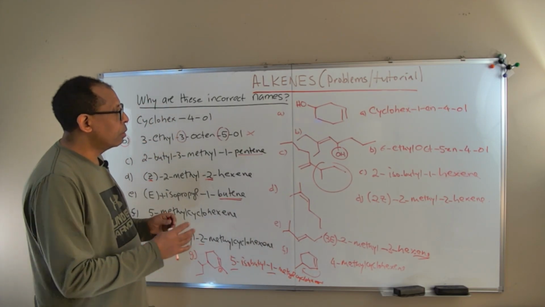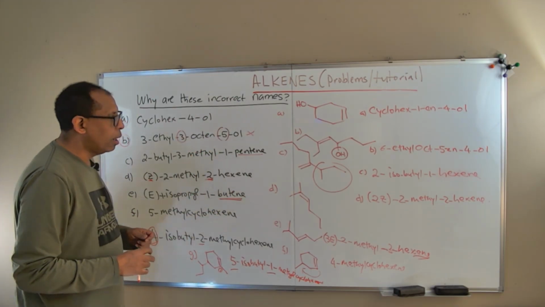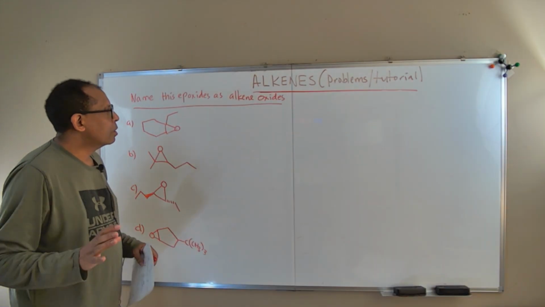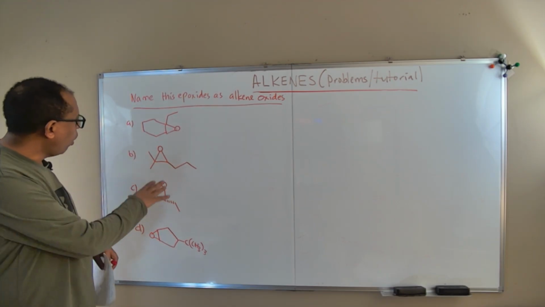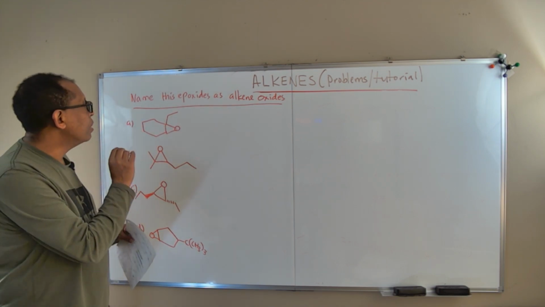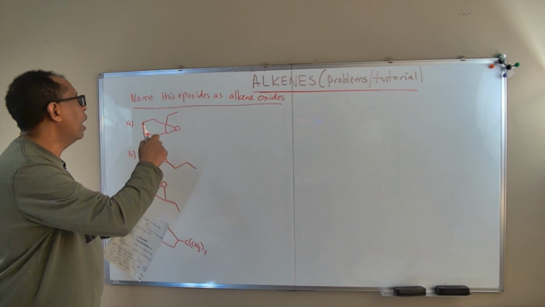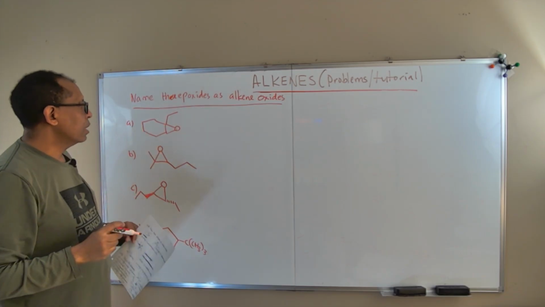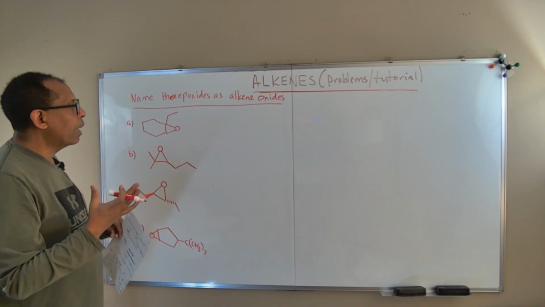So with this, we'll conclude with the correction of the names for these alkene compounds, and we'll continue more on this. All right, let's move on. So I have 4 compounds. All of them are epoxides. And it's asking us to name these epoxides as alkene oxides, meaning that these are epoxides, but they are derived from alkenes.